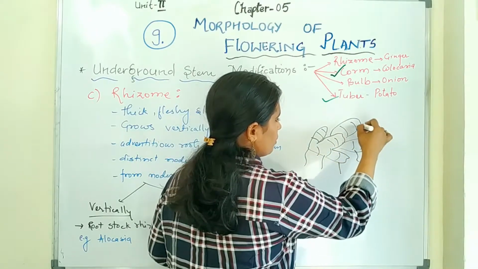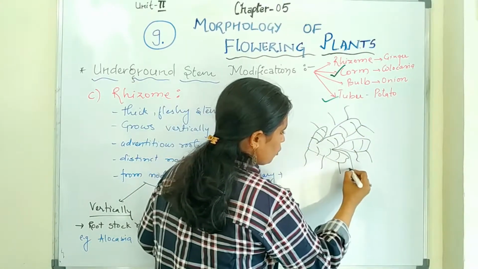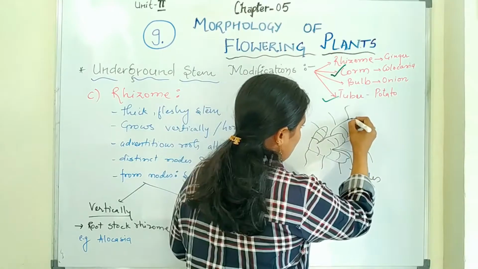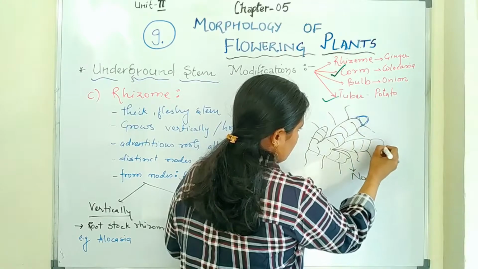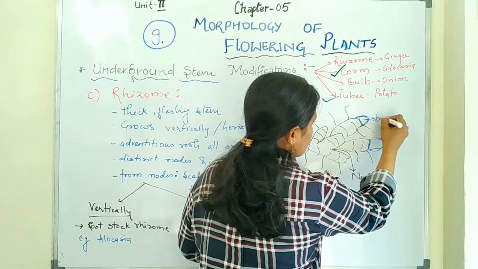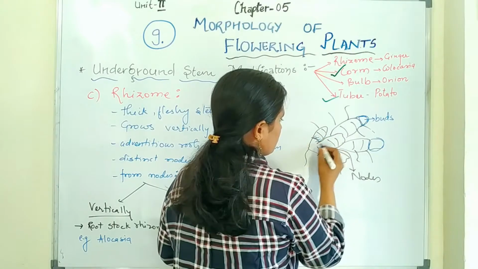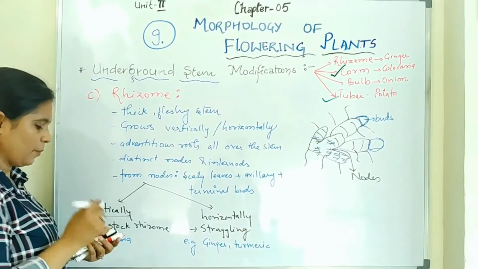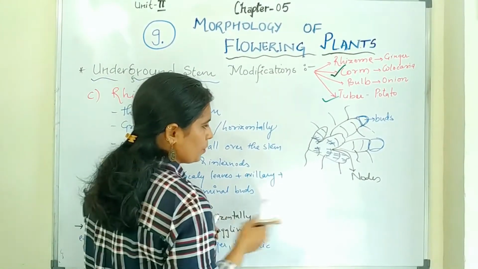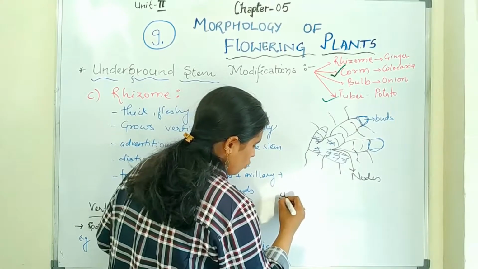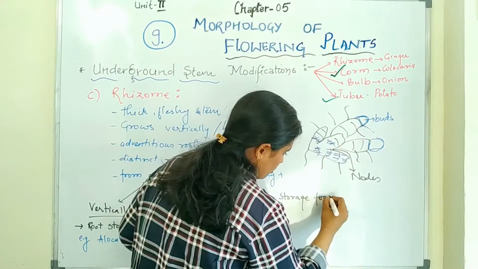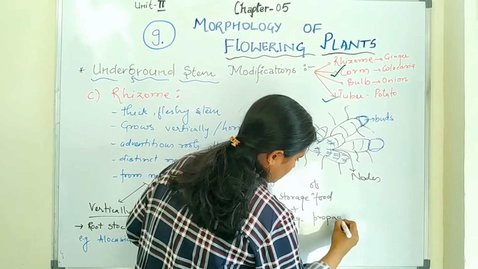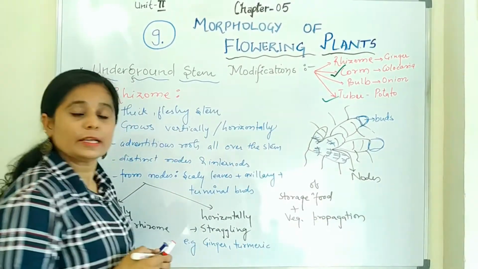Roots all over. This portion is nodes, and you will see that buds are present here, and scaly leaves. So this is the modified stem. If we look into the purpose of this modification, it is storage of food plus vegetative propagation.